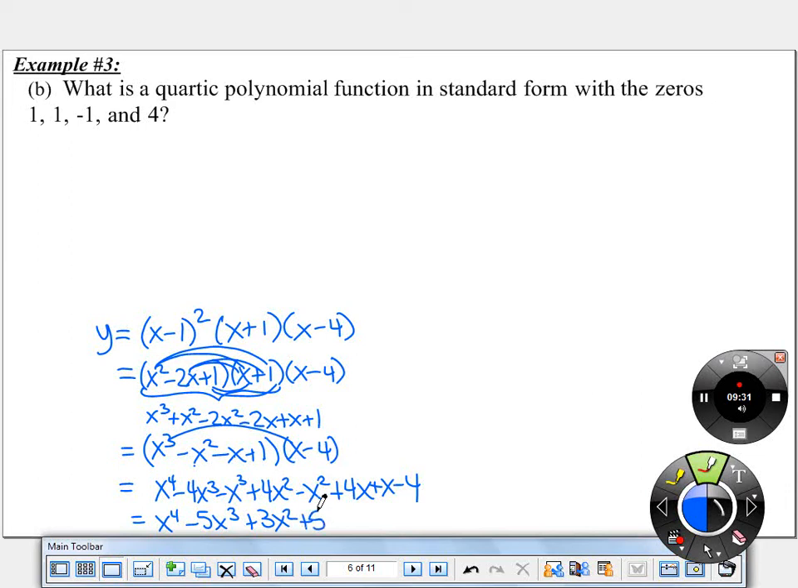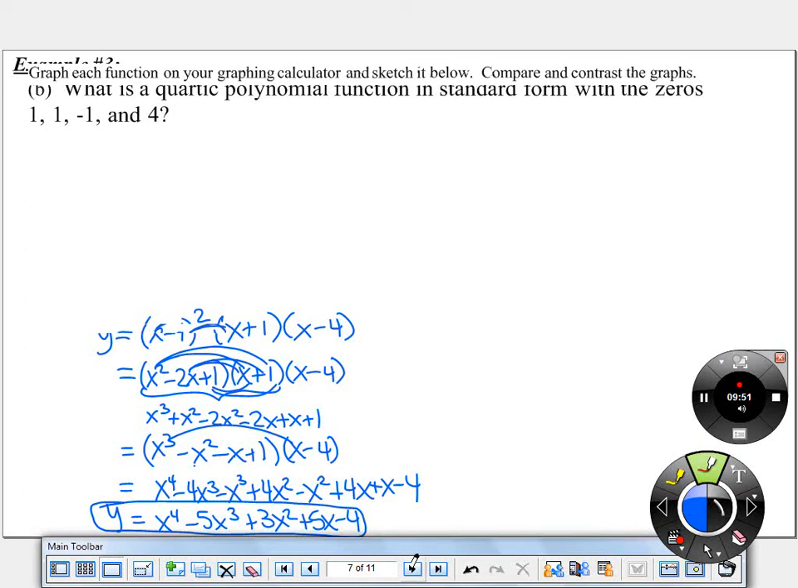plus 5x minus 4. Again, that's a lot of multiplication, a lot of places that there could be errors. So I would just go ahead and check by plugging in something like 1, and you should get 0. Plug in negative 1, you should get 0. Plug in 4, you should get 0. Okay.